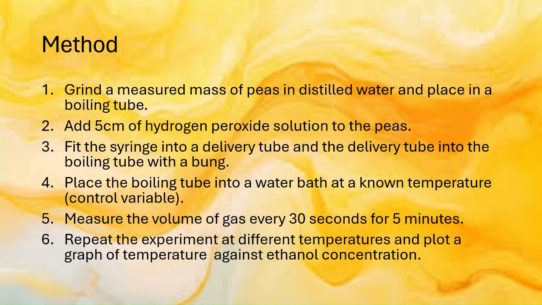Measure the volume of gas every 30 seconds for 5 minutes and repeat the experiment at different temperatures and plot a graph of temperature against rate of reaction. So your temperature is going to be your independent variable and the rate of reaction is going to be your dependent variable.